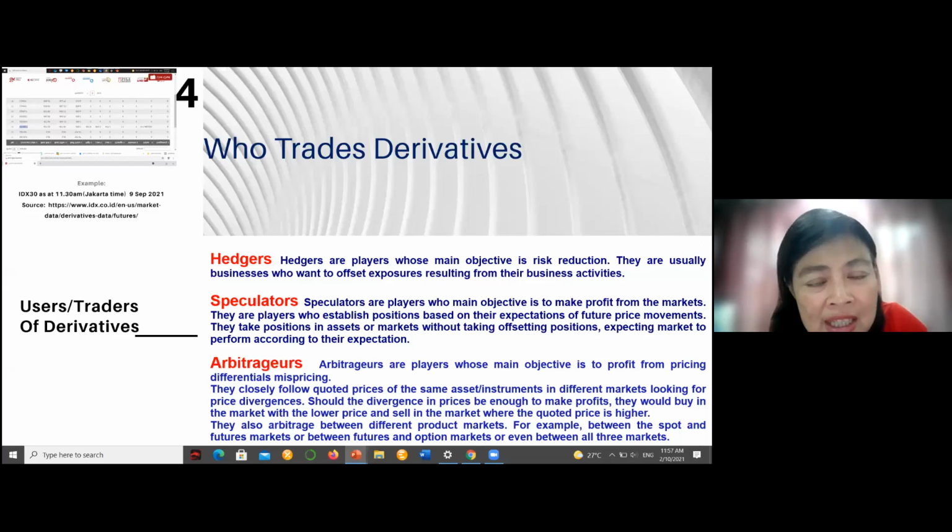Who trades the derivatives? We spoke about hedgers, which means that they already have an underlying physical position like Gita, 37 billion rupiah, and she needs to hedge. She needs this IDX 30 to hedge a position. Or it could be speculators like myself. Nothing to do. I just see the market going up. I don't care. When I see the market coming down, I jump out of the window already with the bear. You make a lot of money with the bears.